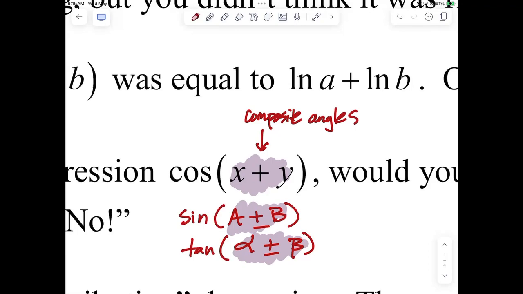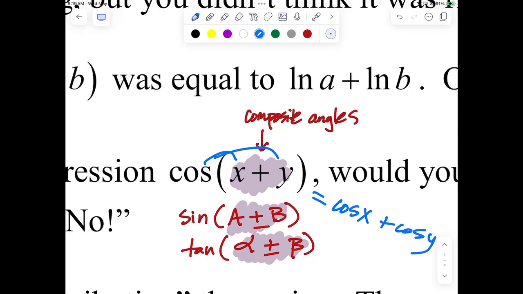Now, what these identities that we're going to learn allow us to do is break down the composite angle and represent the function in terms of the original angles, the smaller angles. Now, my question to you is: do you think cosine of x plus y is as simply easy as distributing the cosine inside and calling it cosine x plus cosine y? You think it's that easy?